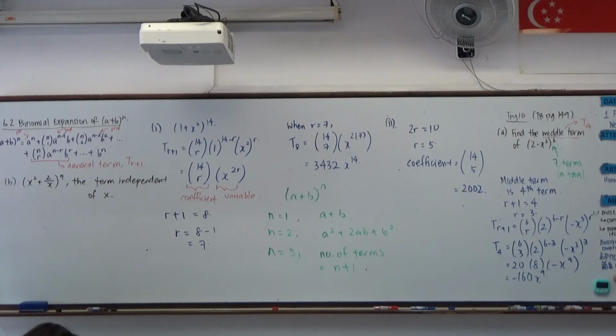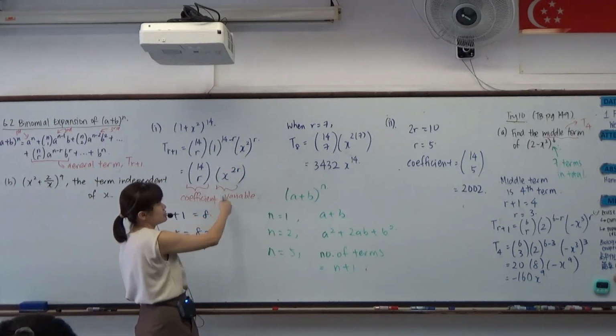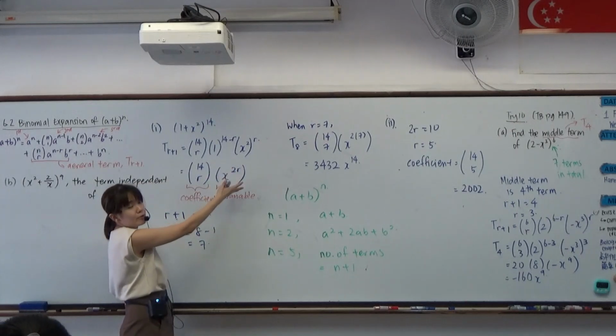Independent of x. What does independent term mean? Any ideas? What does independent mean? Away from probability already, yeah? So not related to probability. Independent of x will mean that there's no x at all. But no doesn't mean zero. Sometimes we need to distinguish between the idea of no and zero. What it means is that in my general term itself, x is not present.